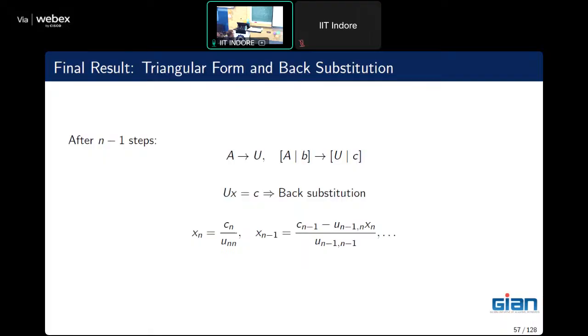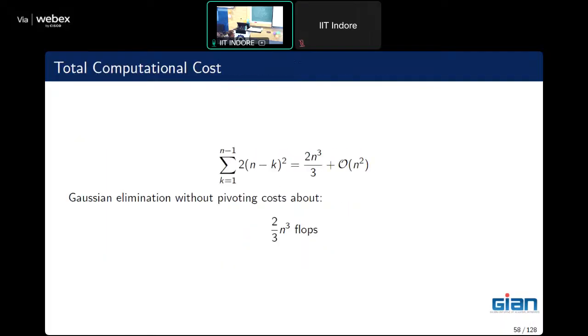So the performance, as you have seen, for the triangular form and the back substitutions, this is the calculation. For k equal to 1, you are getting (n minus 1) whole square, and so on. Because why is it n minus 1? Because the first entry you are not touching, and then you will be getting 2n by 3 plus lower terms. So Gaussian elimination without pivoting costs 2n cube by 3, as I told you, and if n is very large, the lower terms are very small as compared to that.